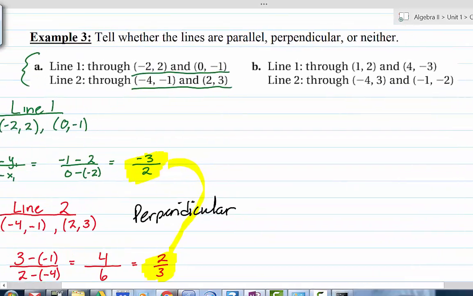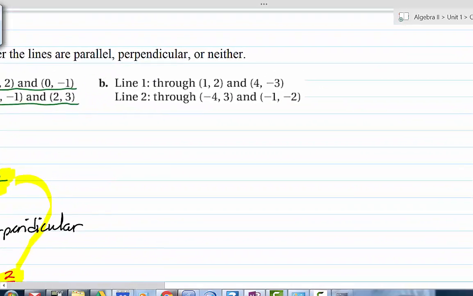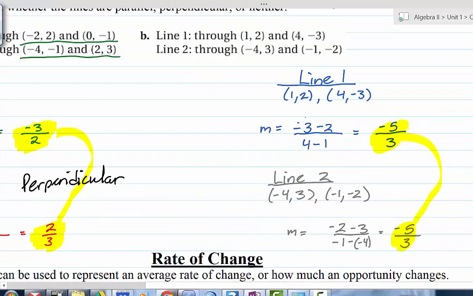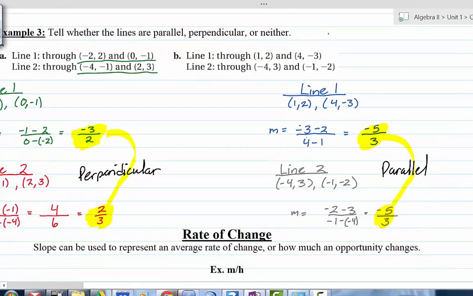I'll give you another example. This one over here, what you can see is the slope for line 1 was -5/3. The slope for line 2 was also -5/3. So they have the same slope. Since they have the same slope, these lines are parallel. So you can see how we can calculate slope just given the points, and we'll deal with that soon.